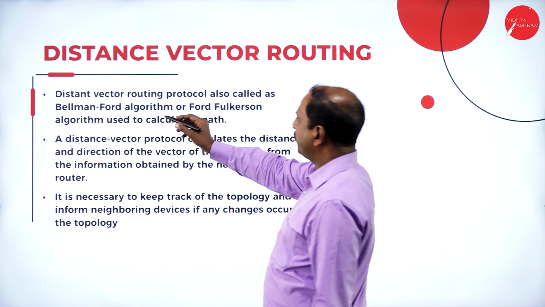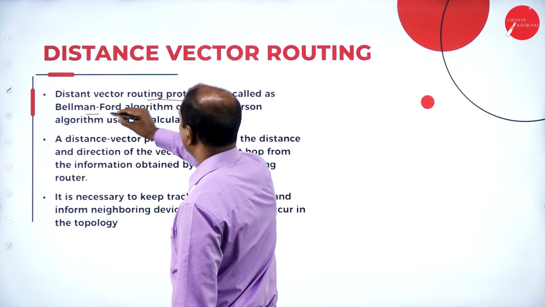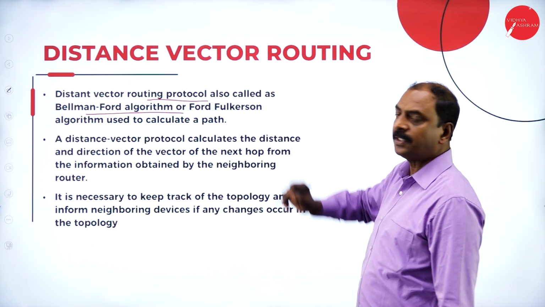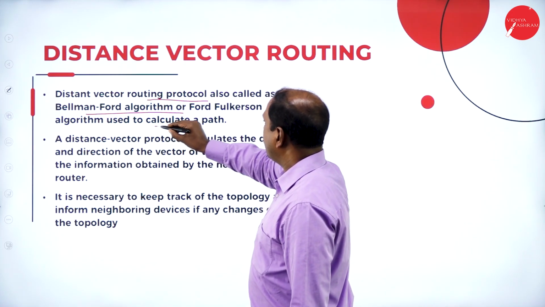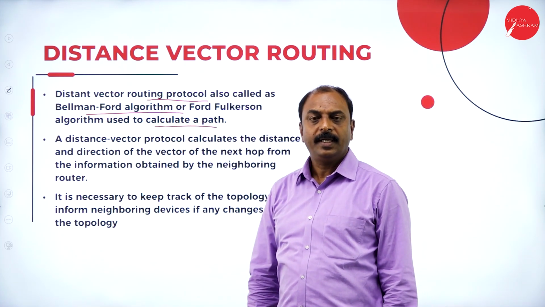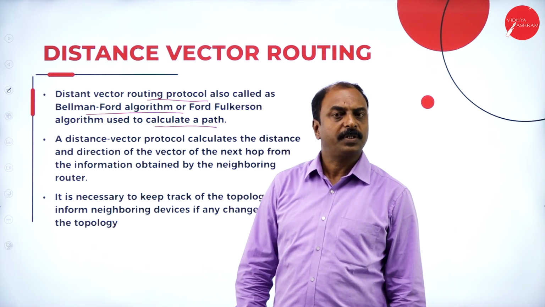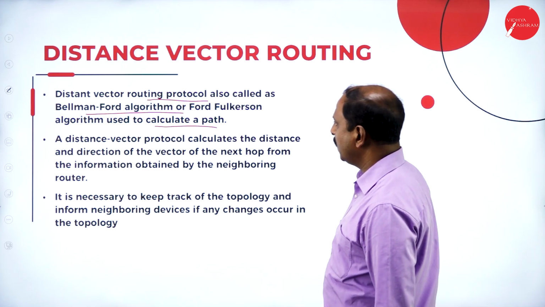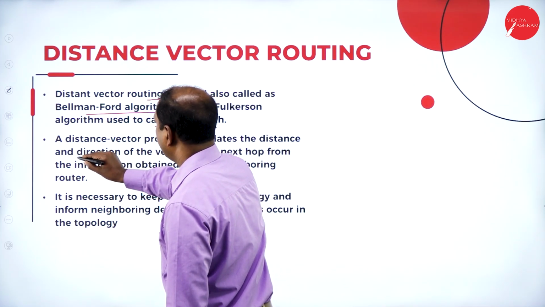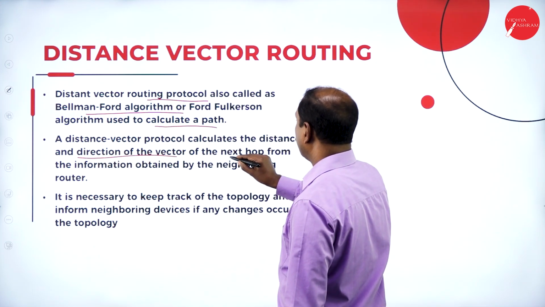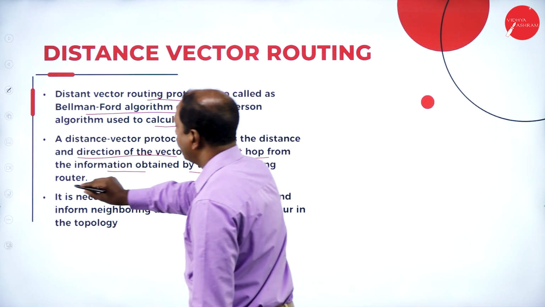So, distance vector routing protocol. It is also called the Bellman-Ford algorithm, and it is used to calculate a path. It is going to decide the best path between the host and destination to transfer the data in a network. So the distance vector protocol calculates the distance and direction of the vector of the next hop from the information obtained by the neighboring router.